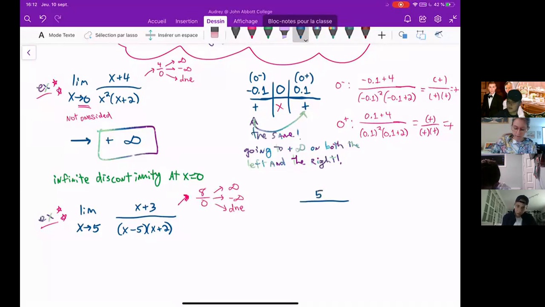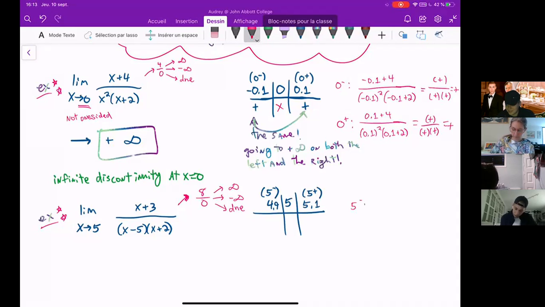I want to look at 5 from the left and 5 from the right. What's a good value on the left side of 5? 4.9. And on the right side of 5? 5.1. You got it. So let's plug in those values. 4.9 plus 3, 4.9 minus 5, 4.9 plus 2. And I get positive, negative, positive. There's one negative and two positive, so that makes this thing negative. So I stick my negative in there.